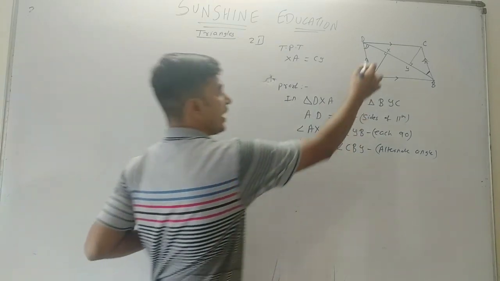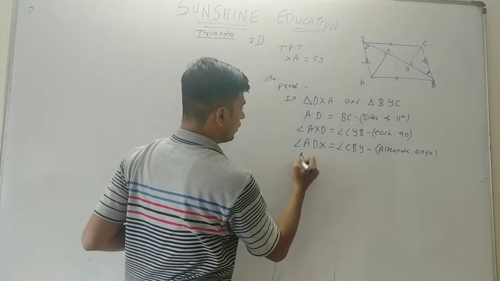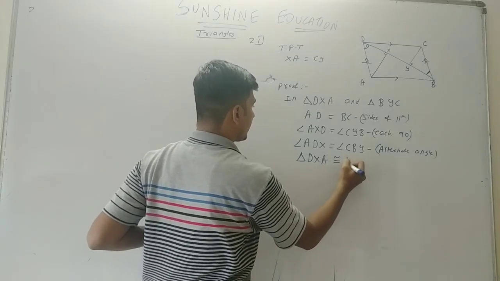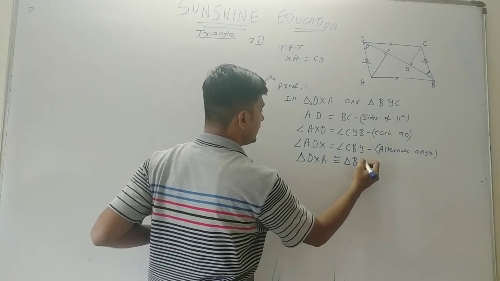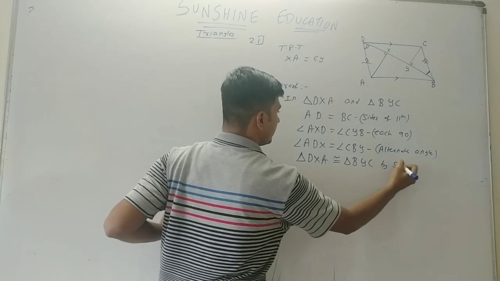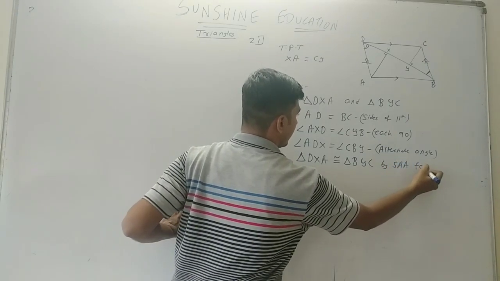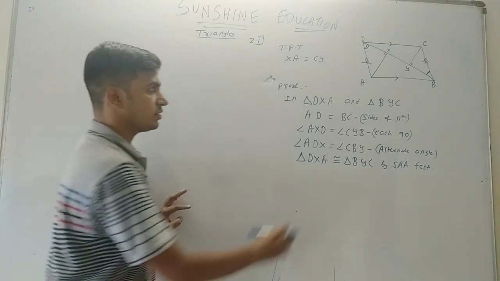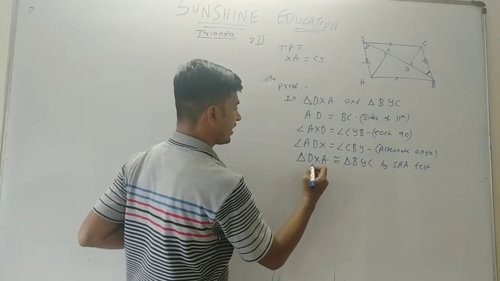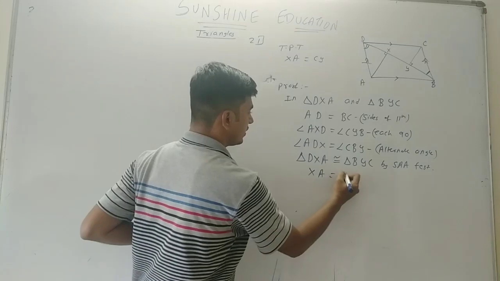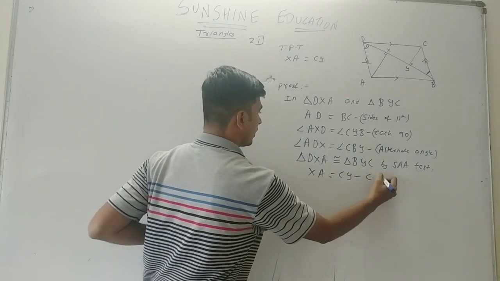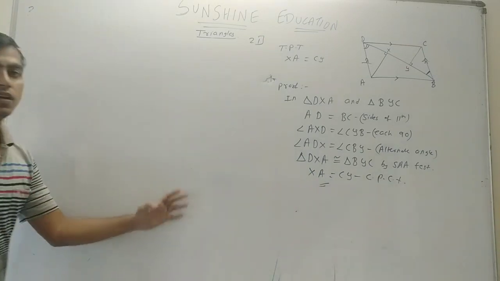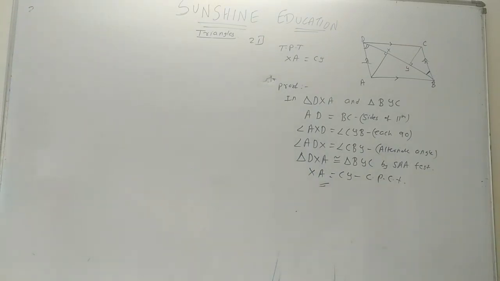So we have two angles and a side. Therefore, triangle DXA is congruent to triangle BYC by angle side angle test. And since the two triangles are congruent, I can say that XA is equal to CY, corresponding parts of congruent triangles, and that's it for the 21st question. It was very easy.